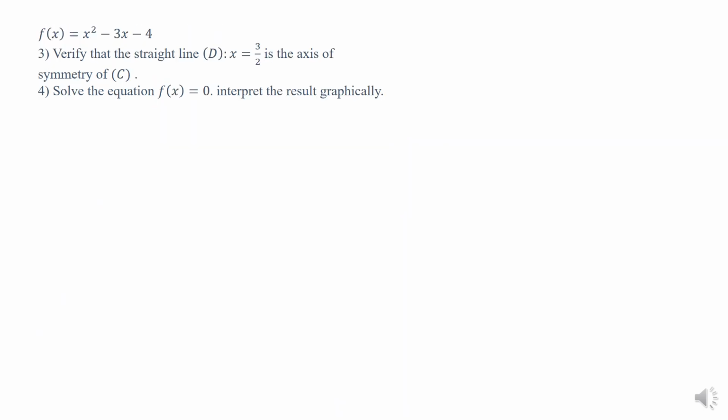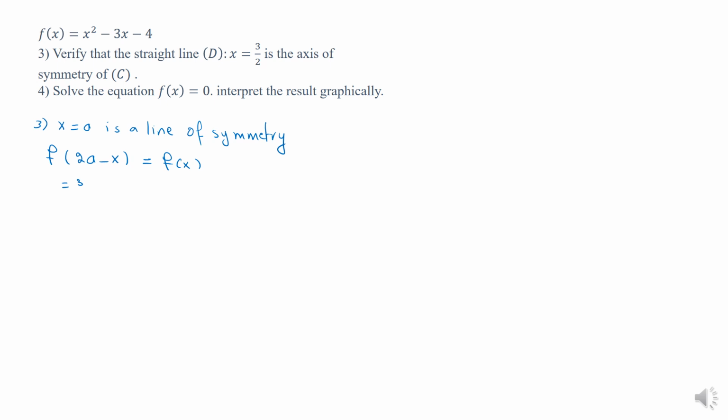Verify that the straight line x equals 3 over 2 is a line of symmetry for the curve C. In general, in order to verify that a line x equals a is a line of symmetry, you need to verify that f of 2a minus x is equal to f of x. Here a is equal to 3 over 2.